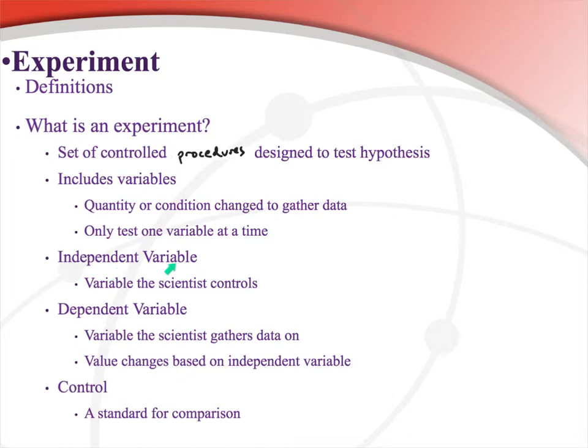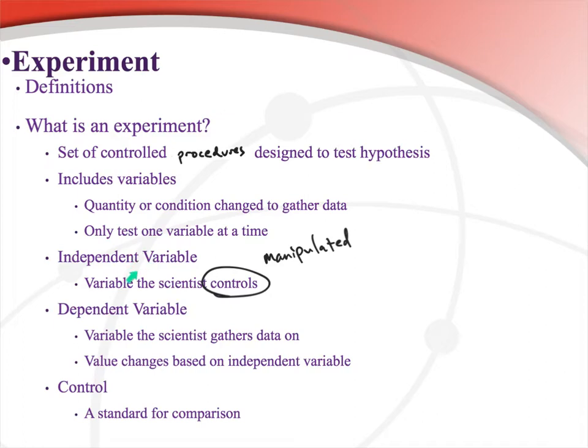There's an independent variable. This is the variable the scientist controls. Okay, sometimes this is called the manipulated variable because the scientist is in control of it. Okay, so whatever the scientist is changing themselves, that's the independent variable. The opposite of that would be the dependent variable. That's the variable the scientist is gathering data on. Okay, so this is the one that we don't have control over.